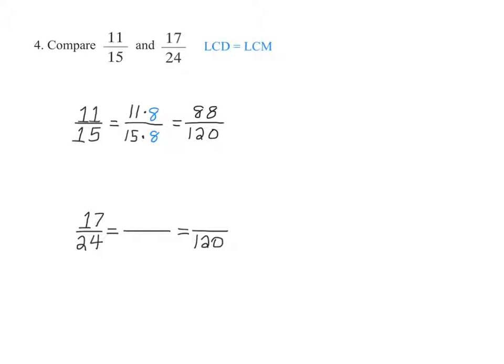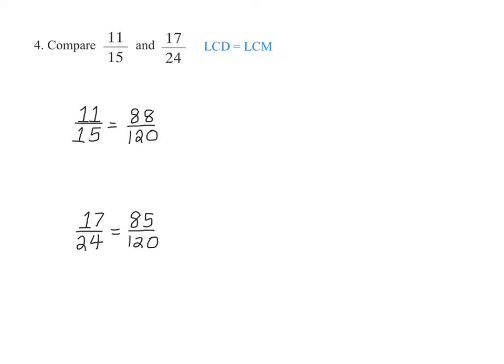And that number would be 5. And again, if I multiply 24 by 5, I have to multiply 17 by 5. And 17 times 5 equals 85. Therefore, the equivalent fraction for 17 over 24 that has a denominator of 120 is 85 over 120.